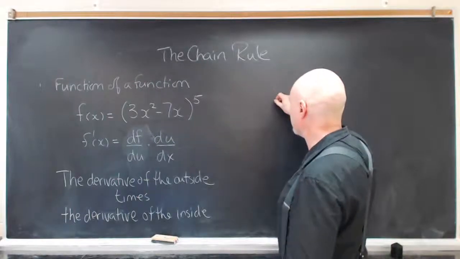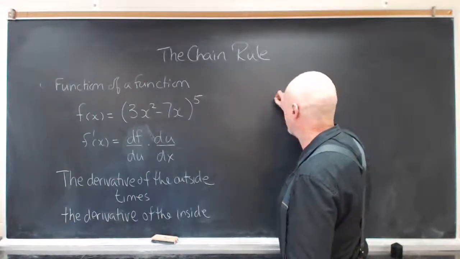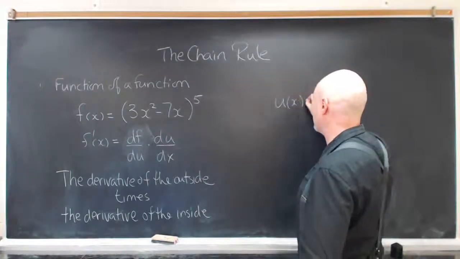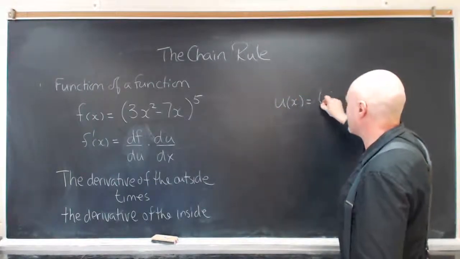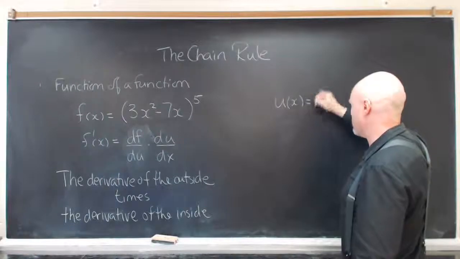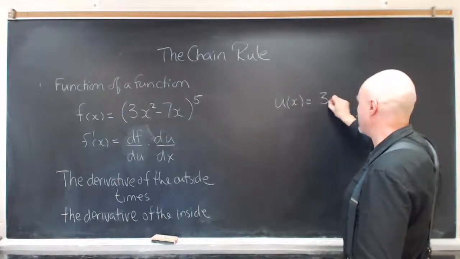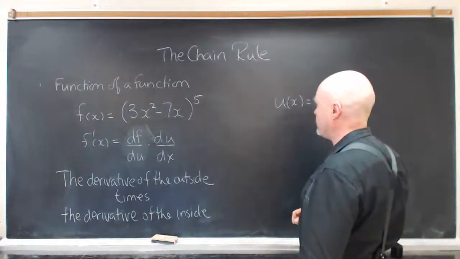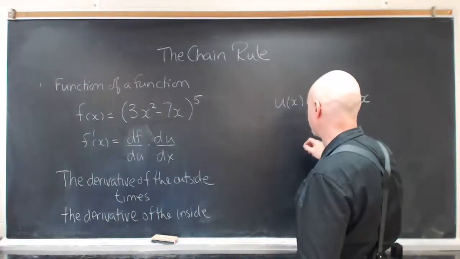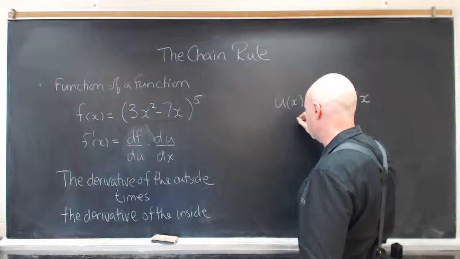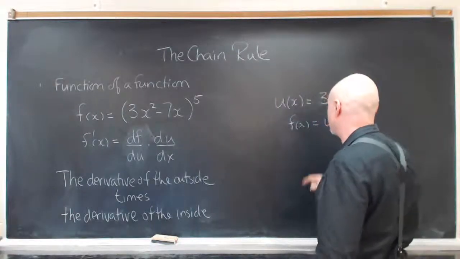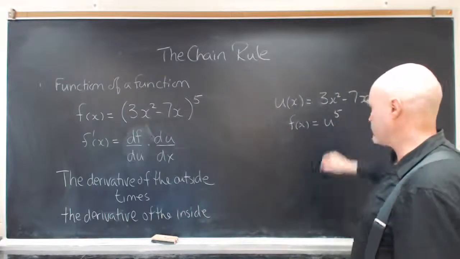Well, in this case, my inside function, u of x, is equal to 3x squared minus 7x. And my outside function is basically taking u and raising it to the 5th power. So there's my inside function, there's my outside function.